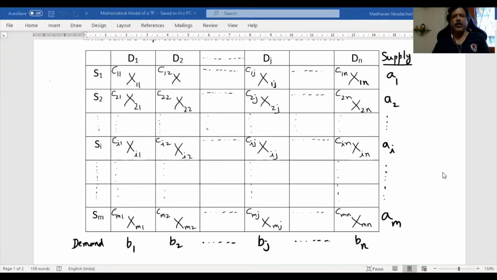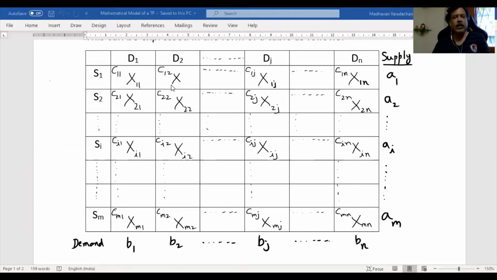In all the previous problems, you might have noticed that in the left top corner of each cell, we used to mention the cost. So this is located in first row, first column, so we call it C11. Since this is located in the ith row and jth column, we are mentioning it as C suffix ij. Similarly, the last cell, Cmn, because it is located in the mth row and nth column, right?